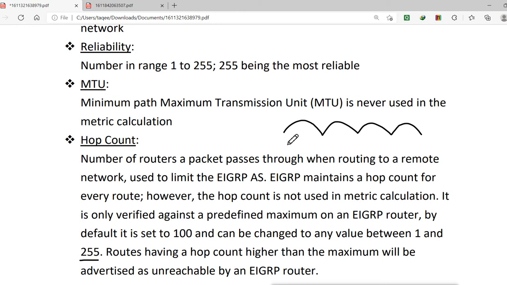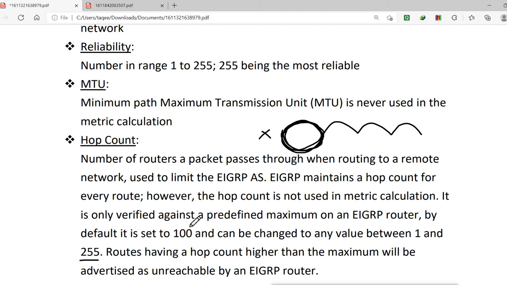It is actually helpful for preventing loops. In EIGRP there is no chance of having a loop, but in case we have a loop here, loop means the packet will loop between two routers like this. So it will not hop more than 100. 100 is the default. So it will hop 100 times from one router to another router, and then it will be dropped.